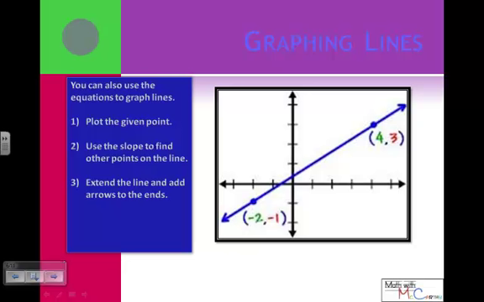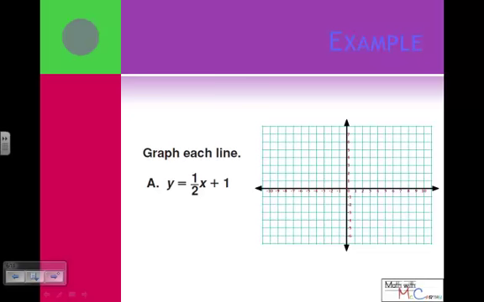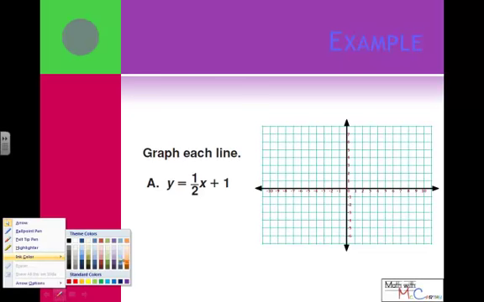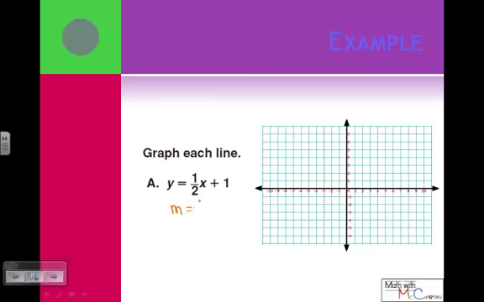You can also graph the equations. If you've got the point and the slope, all you have to do is connect the points and draw the arrows in both directions. So let's practice with that a little bit. Here we're going to graph the line where the slope is 1/2. This is in slope-intercept form, so the slope is 1/2, and the y-intercept is 1. The slope says rise 1, run 2. Rise 1, run 2. And if we connect those, we have the graph of that line.